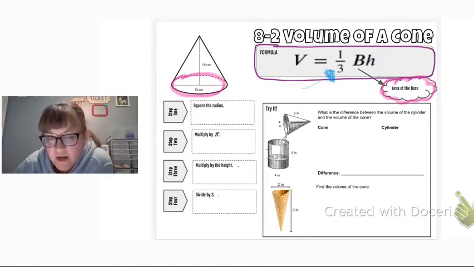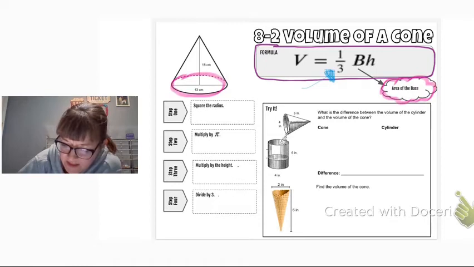So we're still going to do area of the base times the height, but then we're going to divide by 3. We're going to take 1/3 of that. Multiplying by 1/3 and dividing by 3 are the same thing. So it's a very similar formula that we're working with for finding the volume of a cone. Let's break this down step by step.